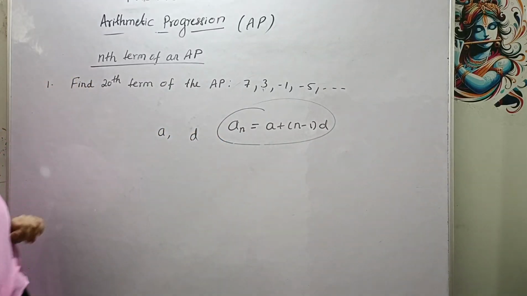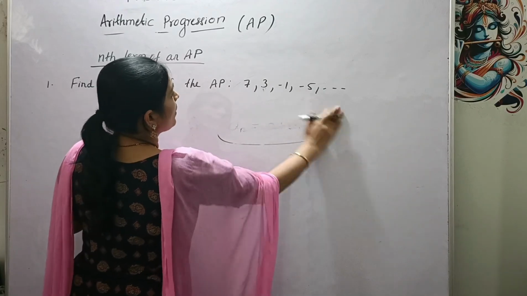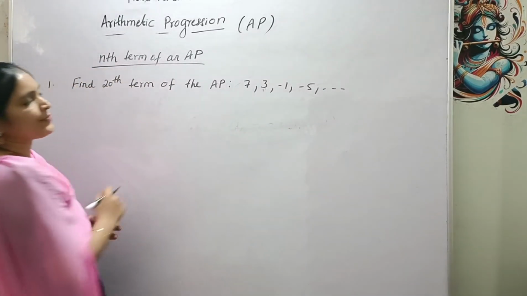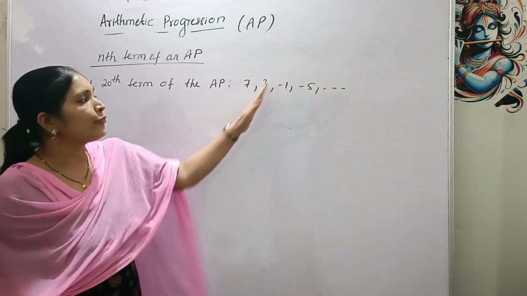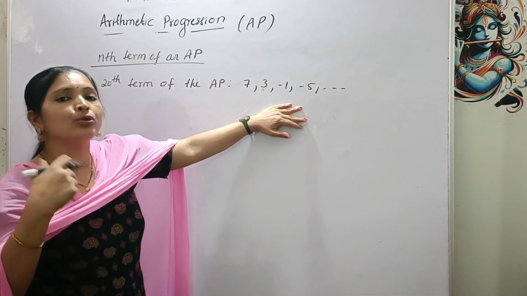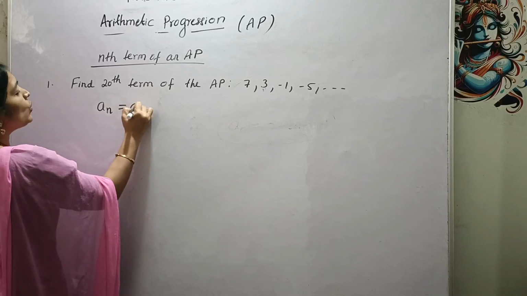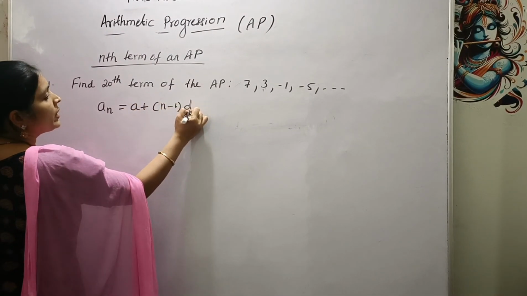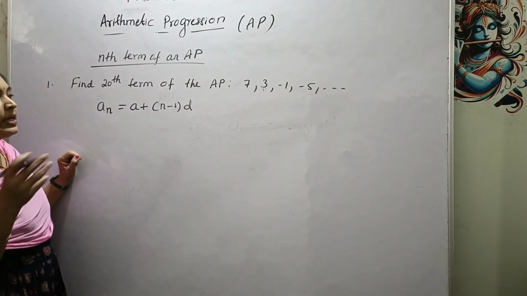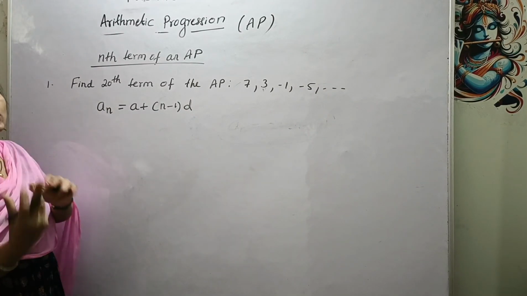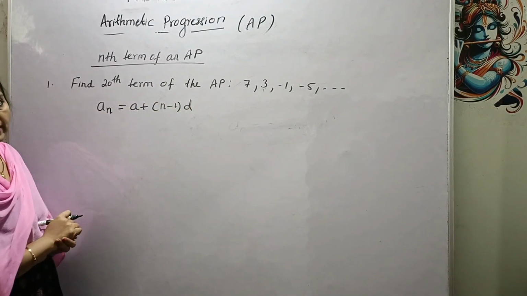So here look at this example. Find the 20th term of the AP 7, 3, minus 1, minus 5, etc. So here we have to find the 20th term. The first 4 terms are given. And we know that we have a formula an is equal to a plus n minus 1 into d. Here a is the first term and d is the common difference. So here we need to find the first term and common difference. If we have the first term and common difference, we can find the nth term, right?